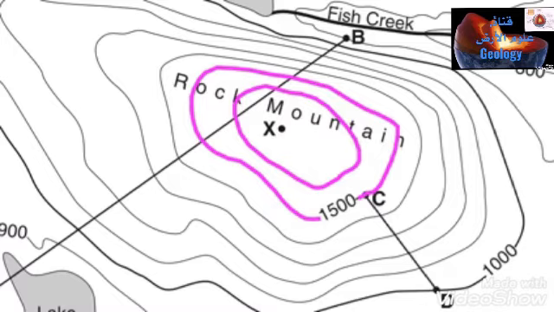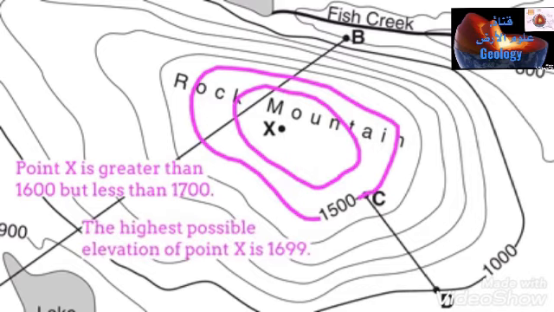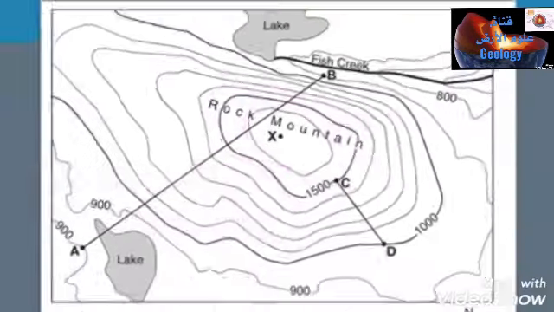But notice there's no 1700 line. So what that means is that point X is greater than 1600, but less than 1700. So if I were asked what the possible elevation of X is, any answer between 1600 and 1700 would be fine. But what if I were asked what's the highest possible elevation of point X? Well, greater than 1600 but less than 1700 means that the highest possible elevation of X would be 1699.